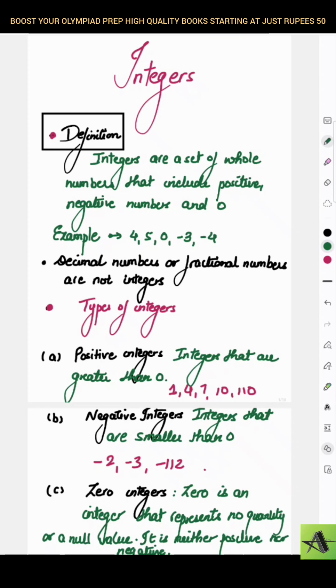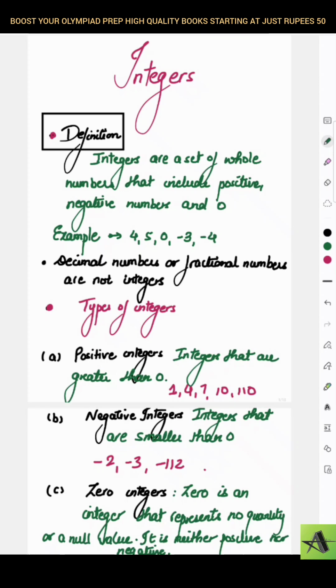Integers are basically the set of whole numbers, complete numbers, and that includes the positive numbers, negative numbers and 0. So if I say 2 by 3, 4 by 6, 4 by 5 or 1.3, these are fractional numbers or decimal numbers. They are not integers. That's very important to understand. The complete numbers 1, 2, 3, 500, 200 without decimals, without fractions, are called integers.